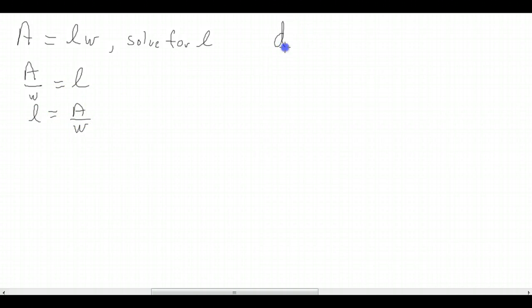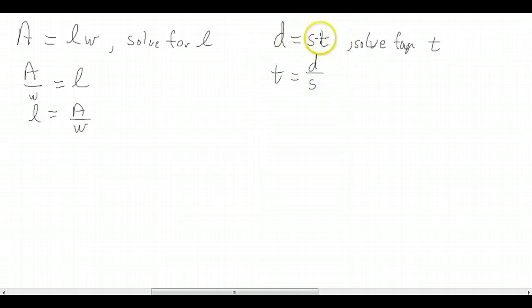One other common formula you'll use will be distance is equal to speed times time. And let's solve that for time. So I want to write solve for t. In order to solve for t, we're going to divide both sides by s. That will isolate the t and give us d over s. So I'm doing that. I'm also reversing the sides here, since I know that this will become simply t and this will become d over s. So time is equal to distance over speed.